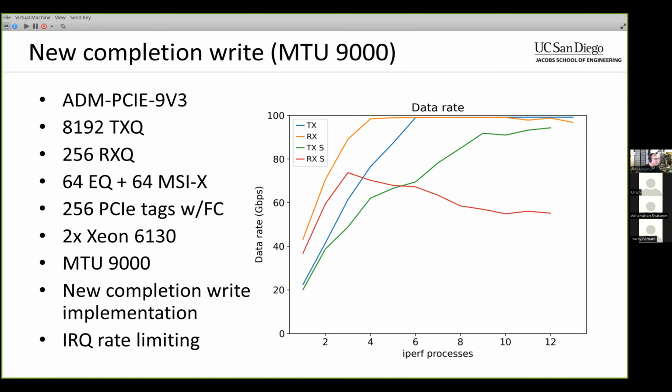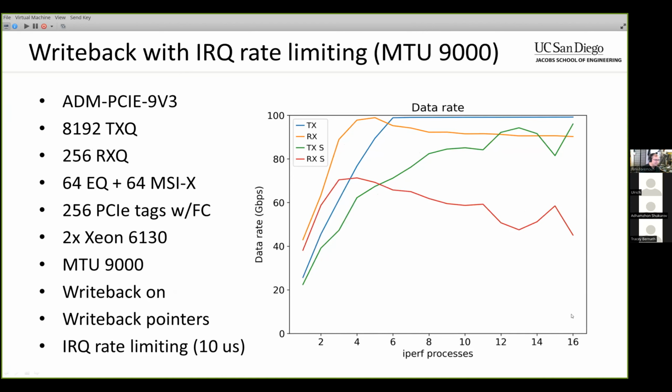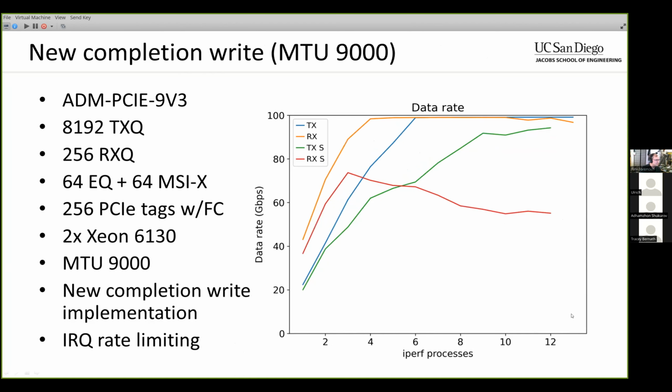Right. And now this is the first graph that I have with the new full completion write back support. You might notice this ends at 12 instead of 16. That's because of the PCI Express bug. But the performance is looking comparable to the current baseline. So you'll notice both of these will fly up all the way to 100 gigabits per second, right around 5 or 6 iperf processes, and stick there. So that's what you want to see.